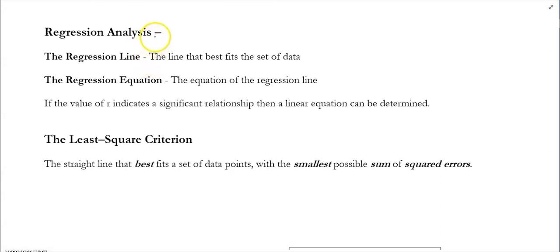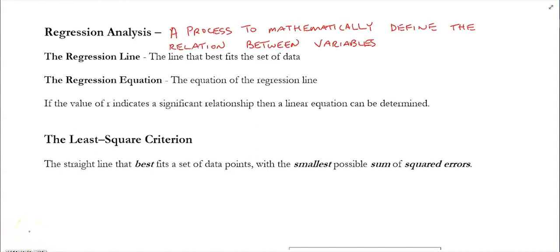In this lesson, we're going to look at regression analysis. Regression analysis is a process that's used to mathematically define the relationship between two variables. We end up using linear regression in this course, and that is to find the line of best fit that goes through our data points. So, as it states here, the regression line then is the line that best fits through the data set. The regression equation is the equation of that line.